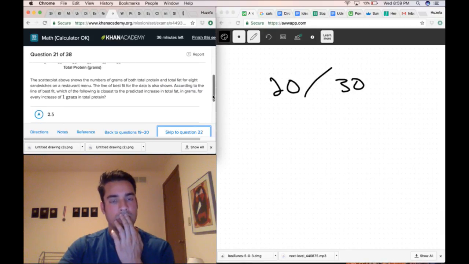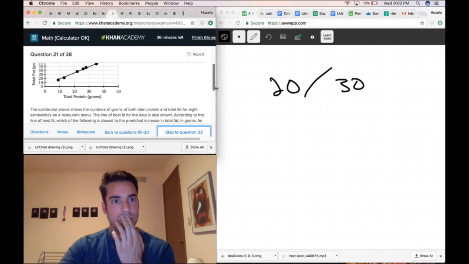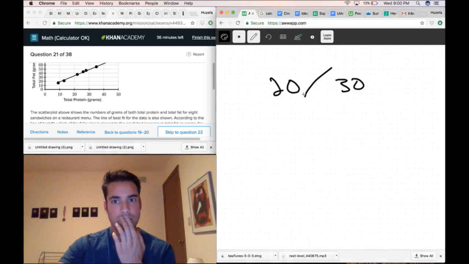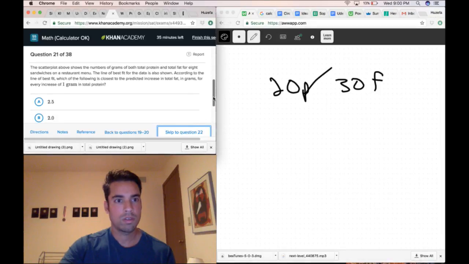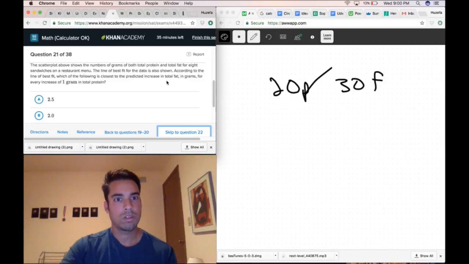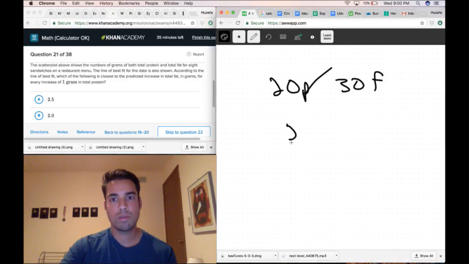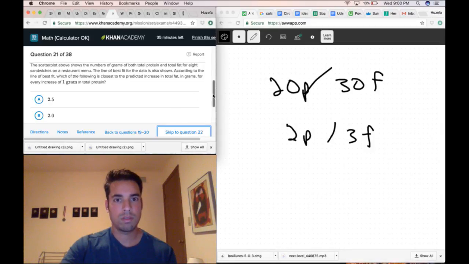for 1 gram. Okay, so I should have written this down. So 20 grams of protein, and this is grams of fat. So for 1 gram of protein, this would be 2 protein, 3 fat. So 1.5.